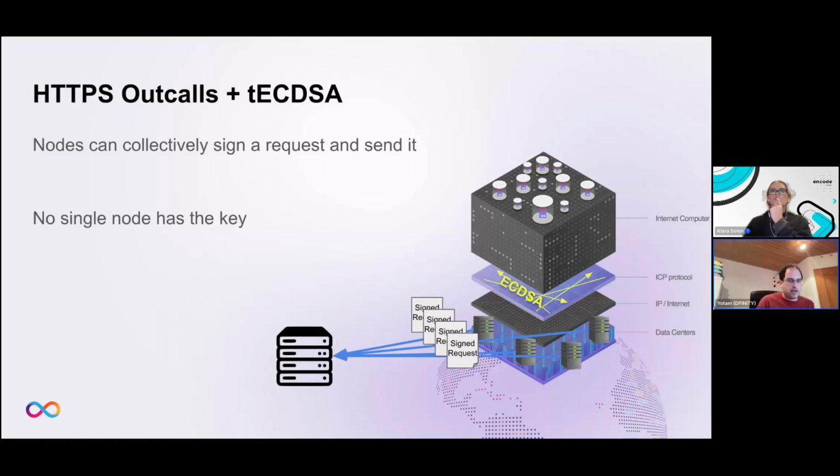And the idea of threshold ECDSA is that no node has the private key for the signature, but together the entire subnet that signs the threshold ECDSA signature has the keys as shares. If you know how threshold signatures work, each node has a share. Together they generate the signature. None of them have the private key on its own. And then you send signed requests, and the server can verify this, and it's very powerful for the security of the application.